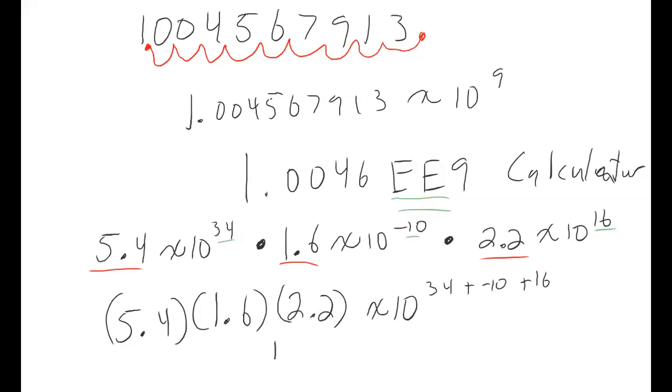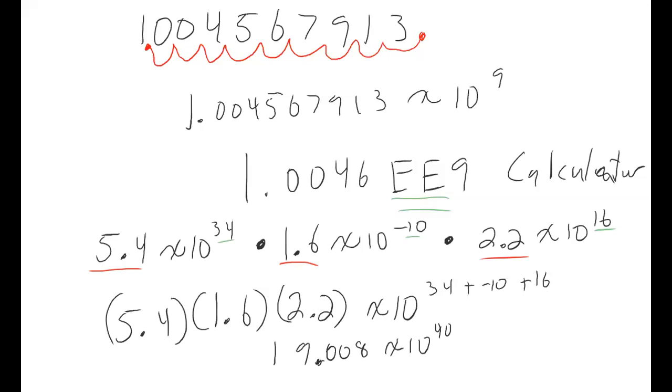And I get 1.9008. And then I write my base. Actually, sorry, no, that's not what you should get. I got my decimal in the wrong place. You get 19.008 times 10. And then, 34 minus 10 is 24 plus 16 is 40. And there's the answer.